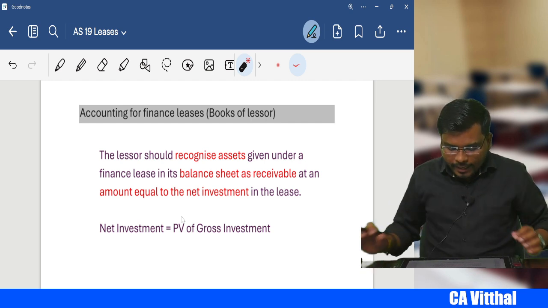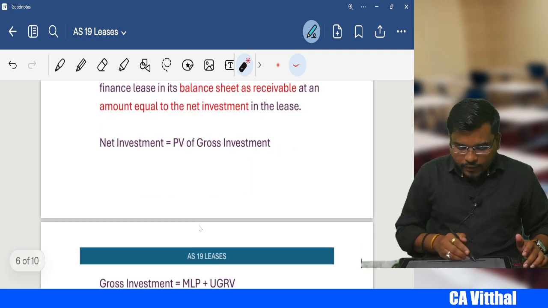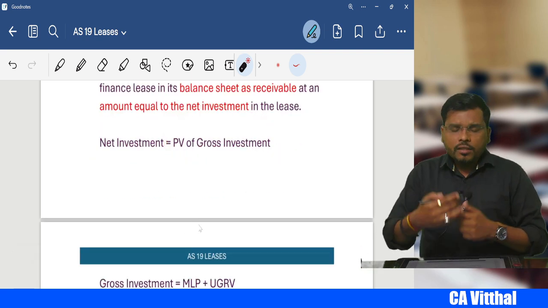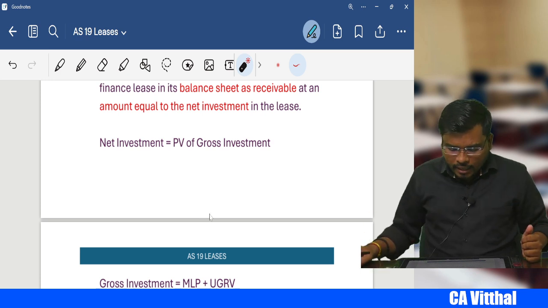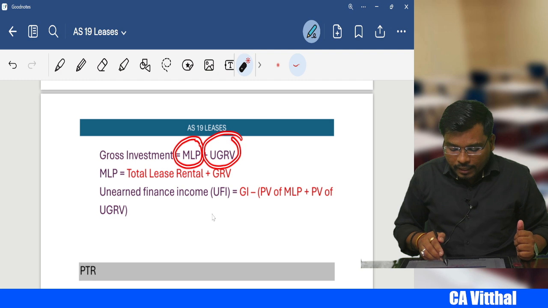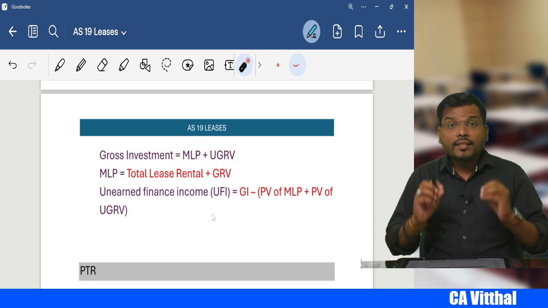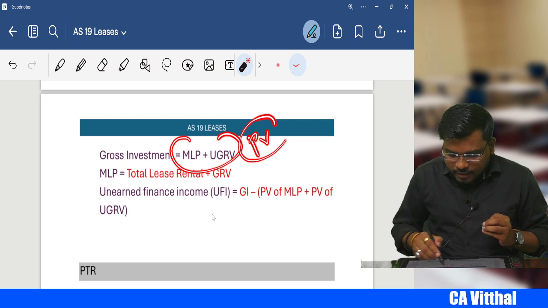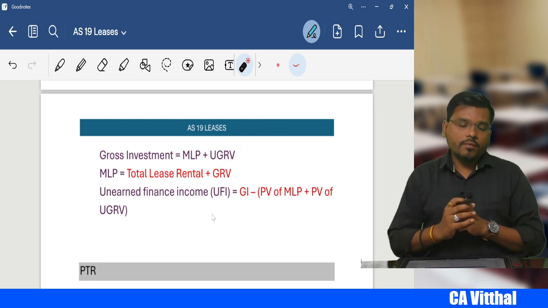So what is net investment, sir? Net investment is nothing but the present value of gross investment. Now what is gross investment, sir? Gross investment means minimum lease payment plus unguaranteed residual value. So if you take the present value of this, you will get the net investment, right?